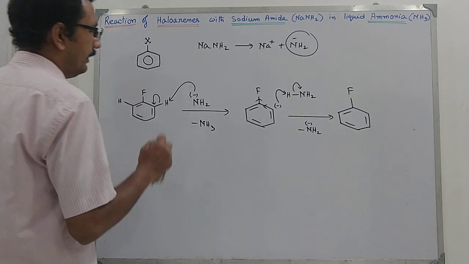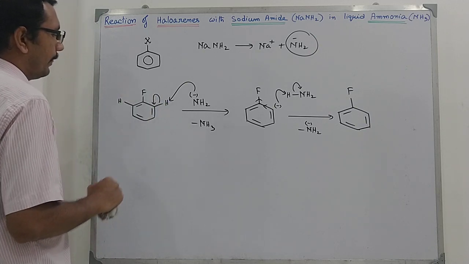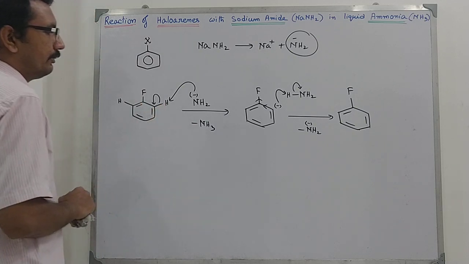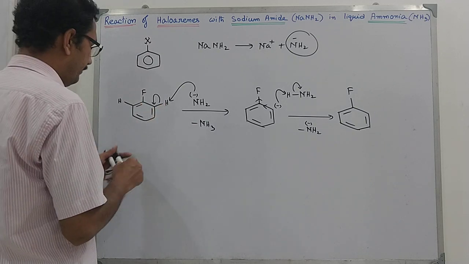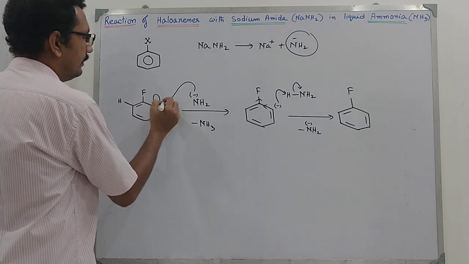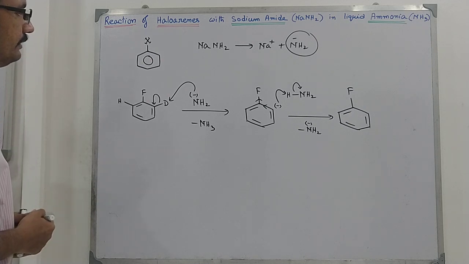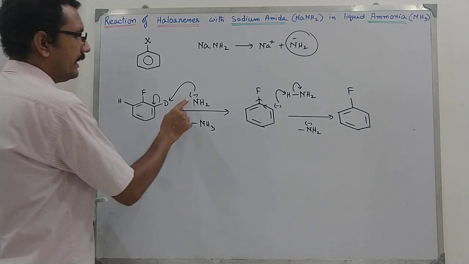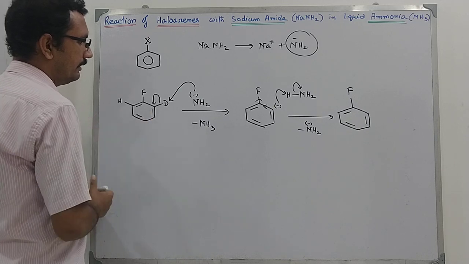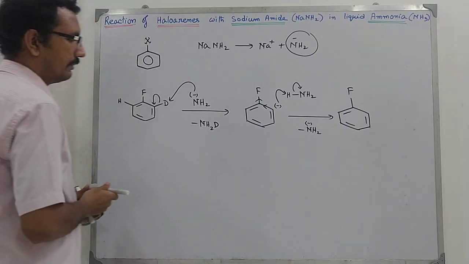But the story becomes a little different when we substitute one of the hydrogens by deuterium. Now if we replace this hydrogen by deuterium, what will happen? This NH2 minus will extract this deuterium and this will be the byproduct.